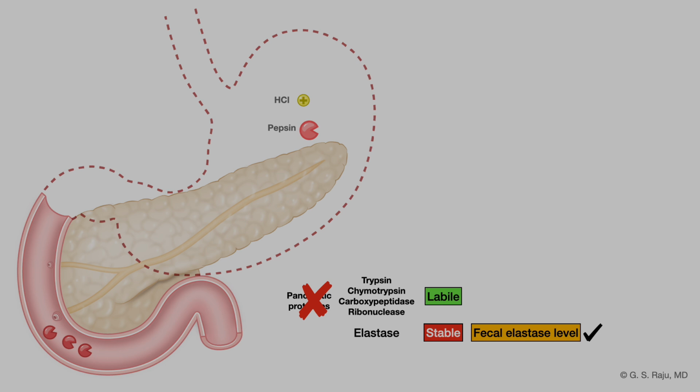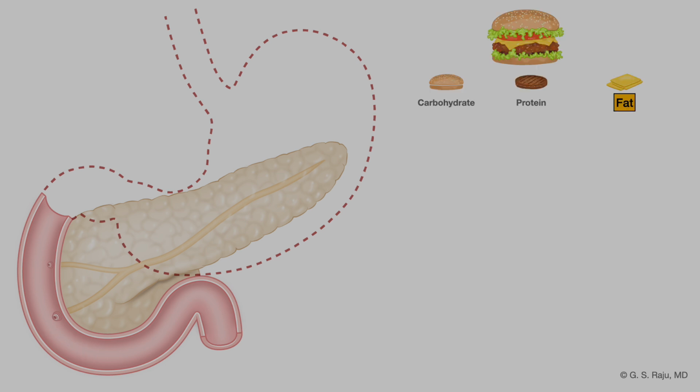So this is a very important concept you should keep in mind. And we will learn a lot more about how you evaluate the different degrees of exocrine pancreatic dysfunction and insufficiency later on. Now let us move on from carbohydrates and proteins to fats.